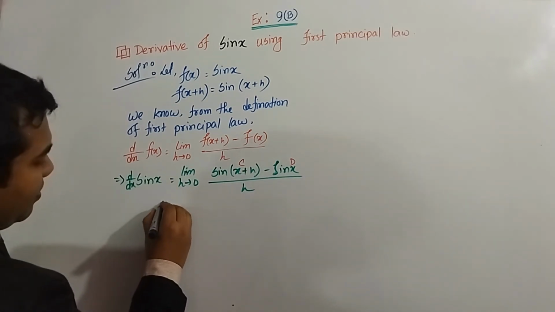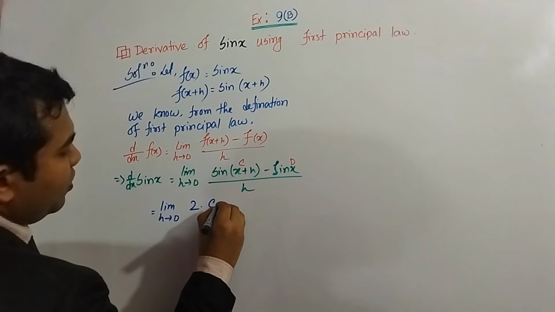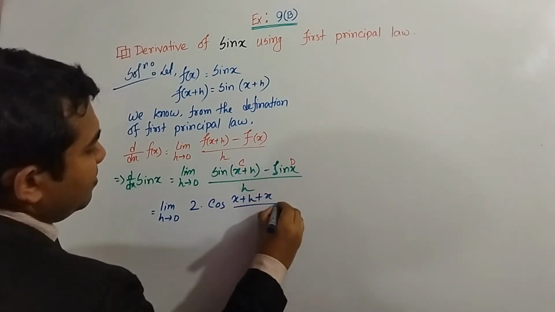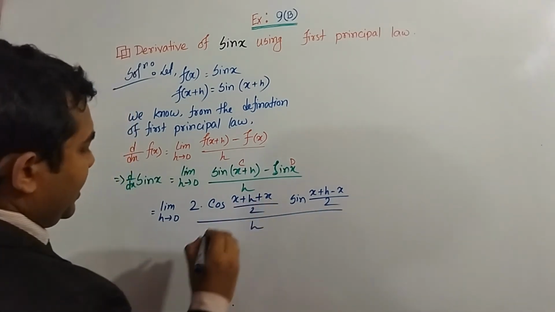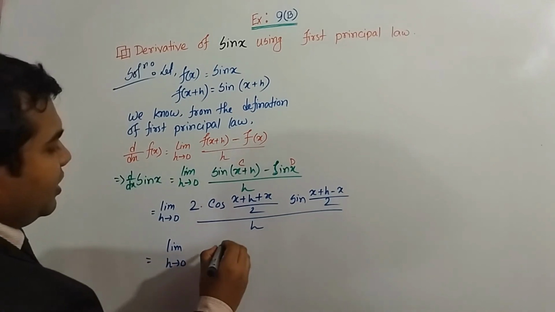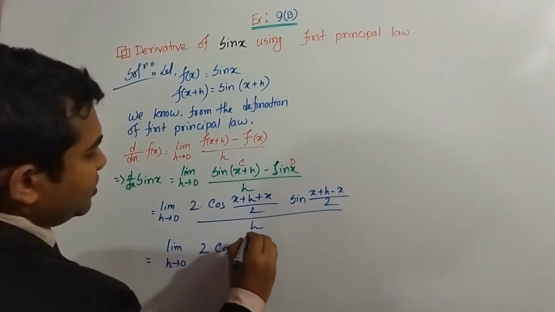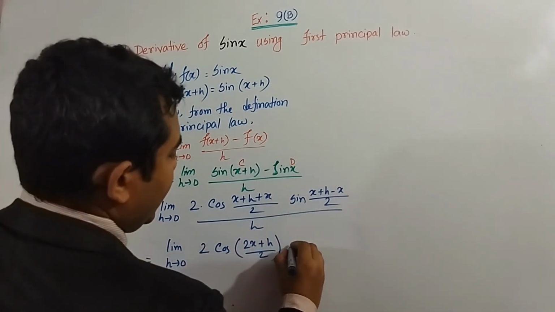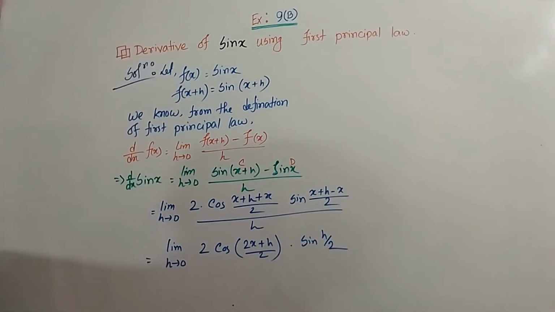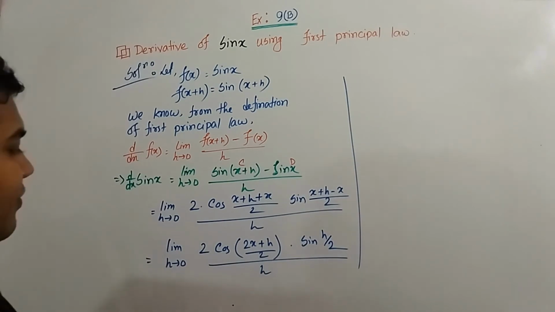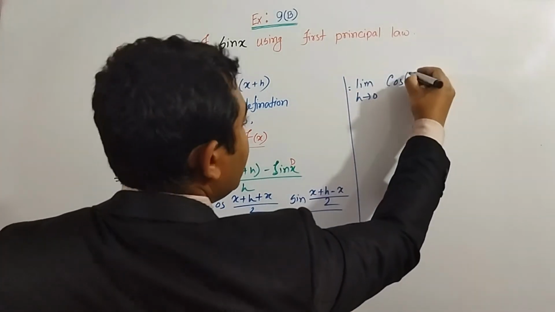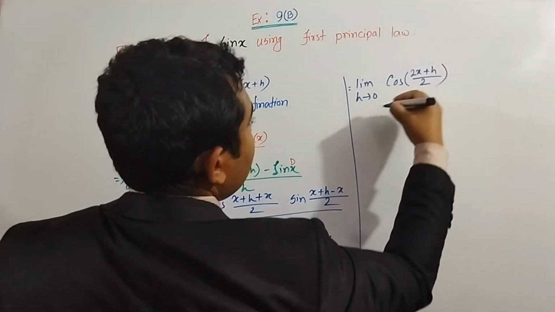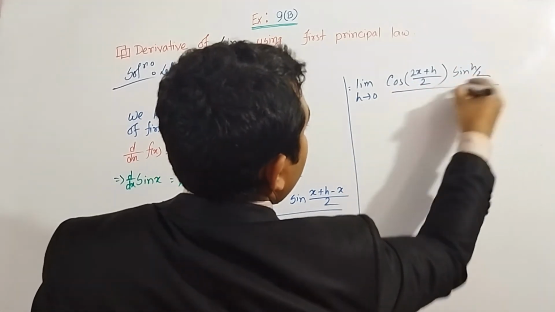That must be 2 cos of (C plus D) by 2 into sine of (C minus D) by 2, and here then the limit as h tends to 0, it can be 2 cos of (2x plus h) by 2, and here sine h by 2 divided by h. Now here we can write a fact, that is the limit as h tends to 0 of cos of (2x plus h) by 2 into sine h by 2 divided by h by 2.